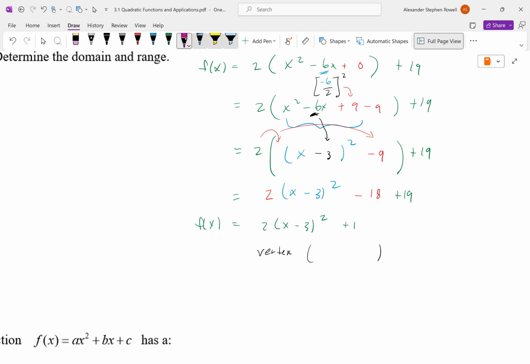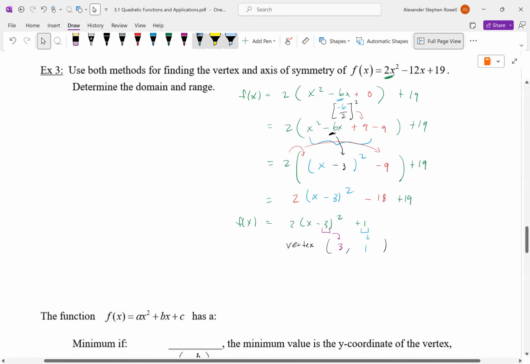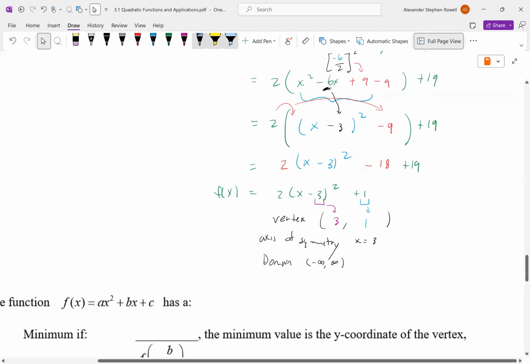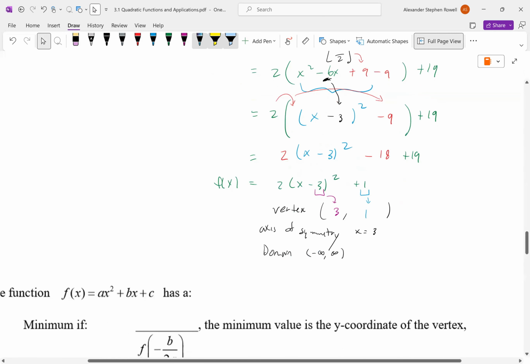What's the vertex? Yeah, we take the opposite sign inside the x, inside the square, +3, and a +1. And it should make sense why we take the +3. This is a horizontal shift by 3. So from 0, 0, we shift right 3, +3, and shift up 1. Okay, determine the axis of symmetry. X equals 3. What's the domain? It's all real numbers. So that's the giveaway point, right? Domains, all real numbers.